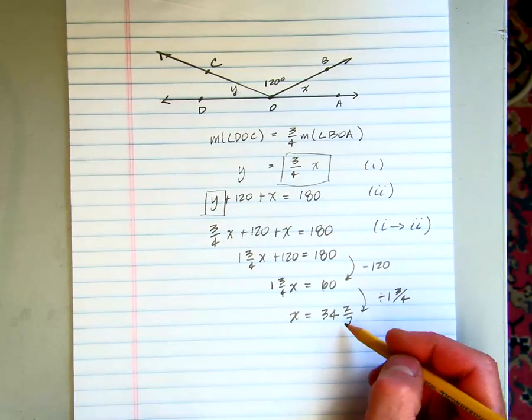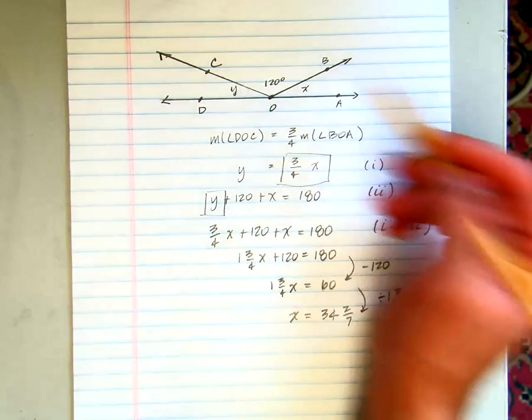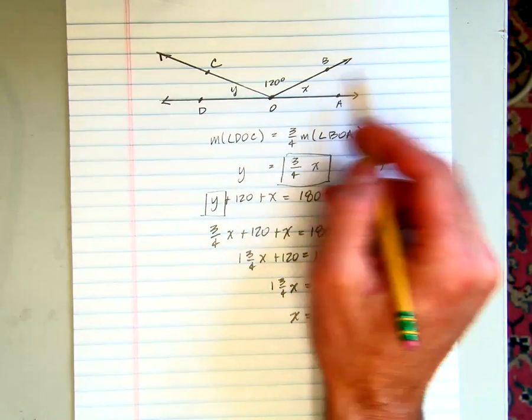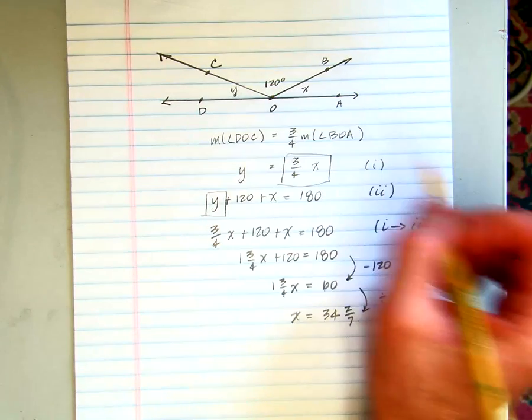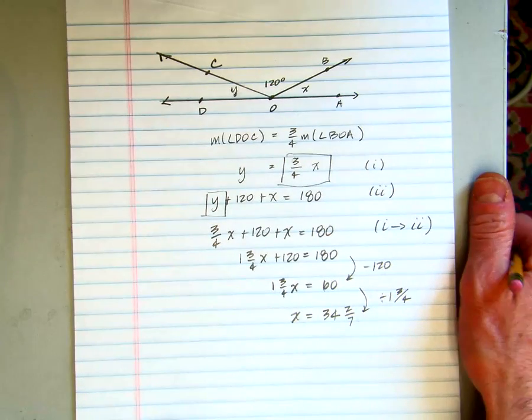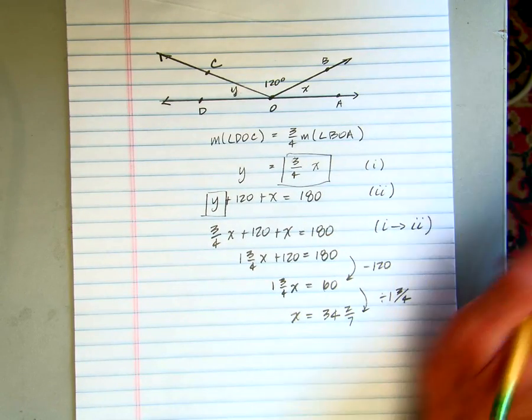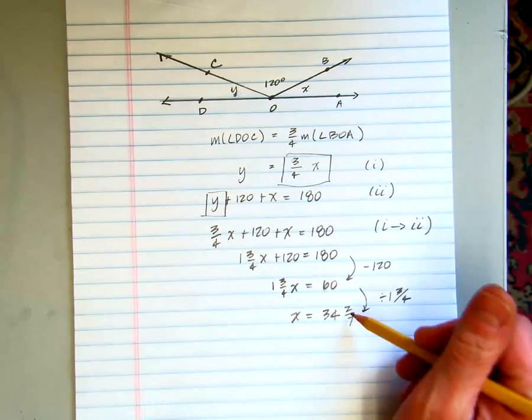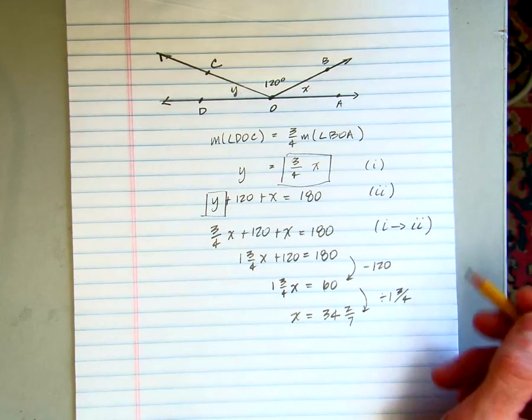It's 34 2/7 degrees. It looks like that could possibly be, I guess it's a small angle. I know it has to be small by virtue of the fact that we have the obtuse angle 120 there. So there's only 60 degrees left to split between x and y. So this is less than 60, and that looks good.